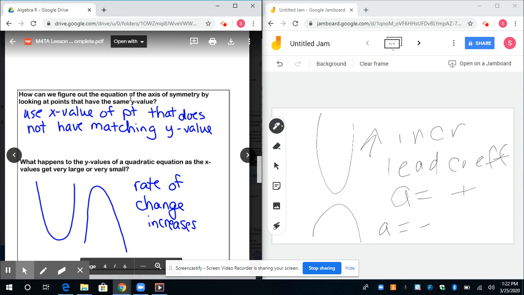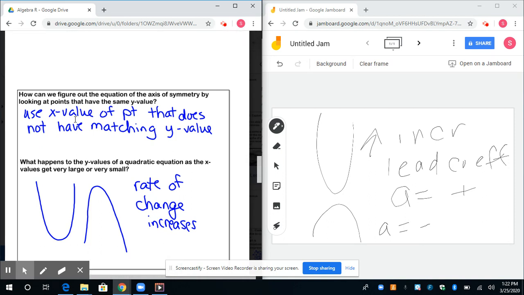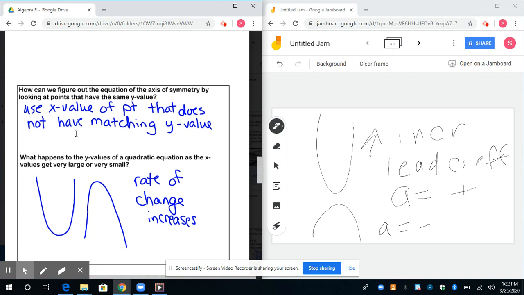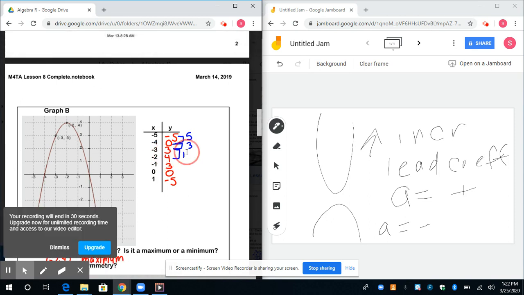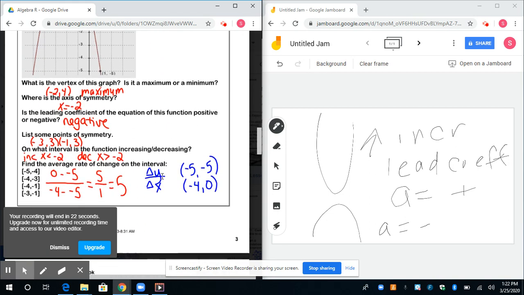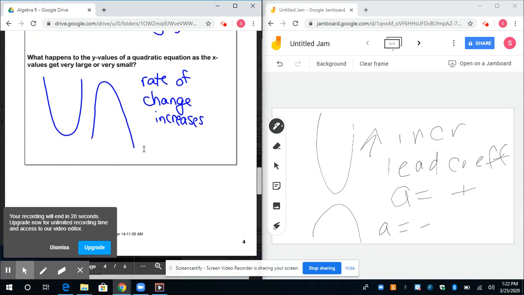How can we figure out the equation of the axis of symmetry by looking at points that have the same y value? Use the x values of the points that don't have matching y values. So basically, you're looking at the table and saying, all right, where are they not matching? It's the one in the middle. Sometimes they won't give you a middle value, so you have to find it by using the midpoint formula, which I'll show you.